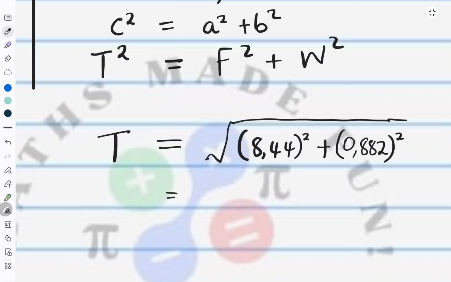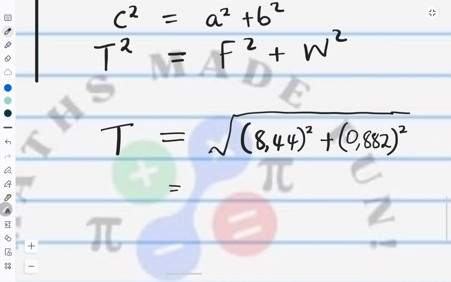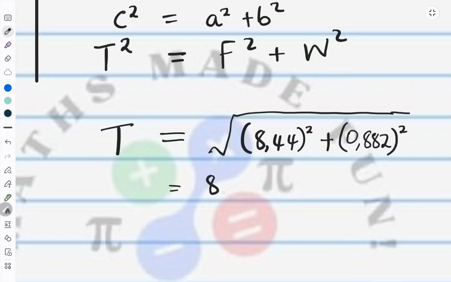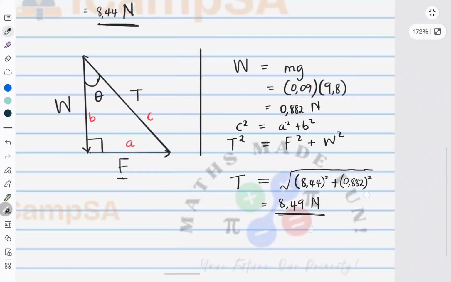Alright, so 8.44 squared plus 0.882 squared. It just causes a difference of 0.04. I get 8.49 newtons. So that's my tension.